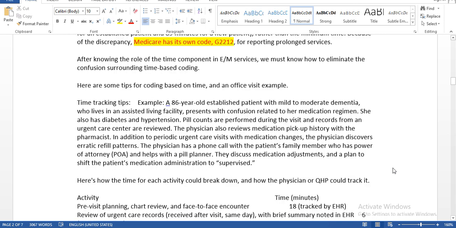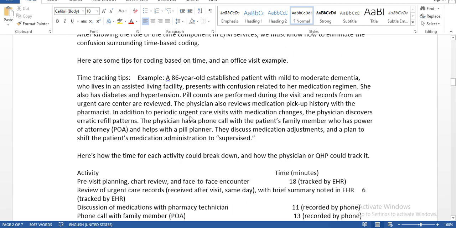Okay. So after knowing the role of the time component in E&M services, we must know how to eliminate confusion surrounding time-based coding. Here are some tips for coding based on time, and an office visit example.